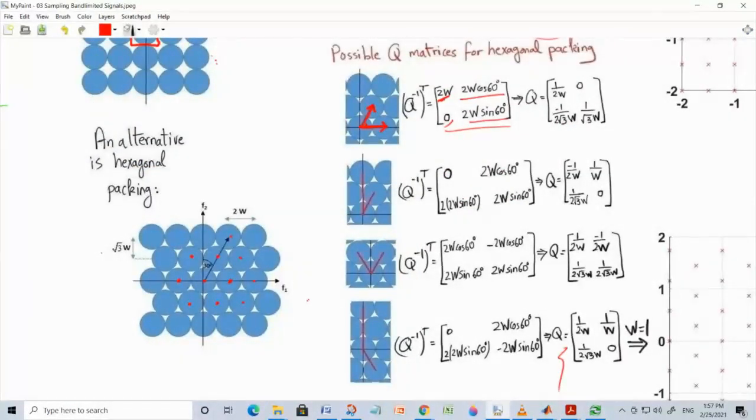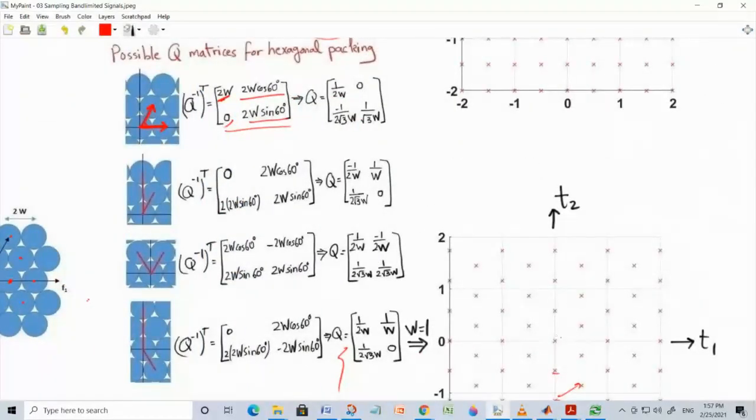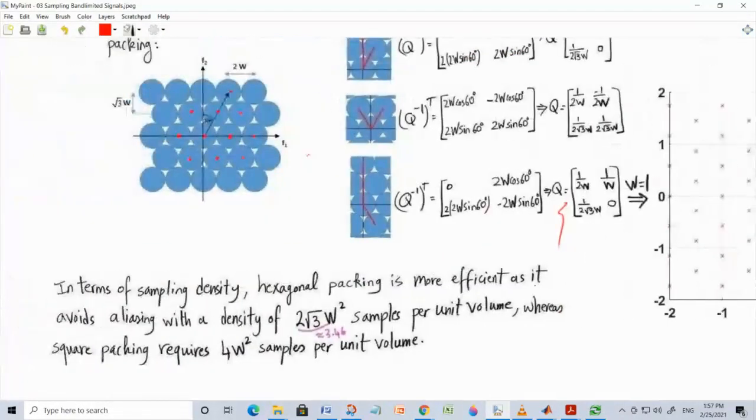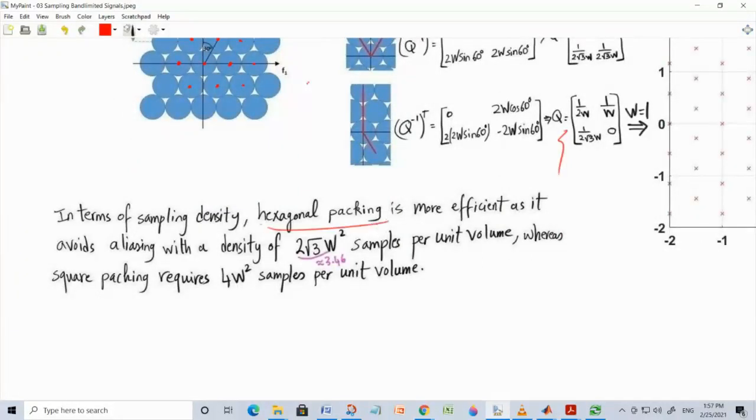So if you compare, this seemingly complicated scheme has an advantage because in the time domain the density is smaller. You are able to do perfect reconstruction, but with a smaller number of samples per area or per volume. As I said in the previous lecture, I will say per volume, but this is length in 1 dimension, area in 2 dimensions, and volume in higher dimensions. So in terms of sampling density for hexagonal sampling, how many samples per unit volume or area? You can say area here because you have 2 dimensions. It is 2 square root 3 W squared.